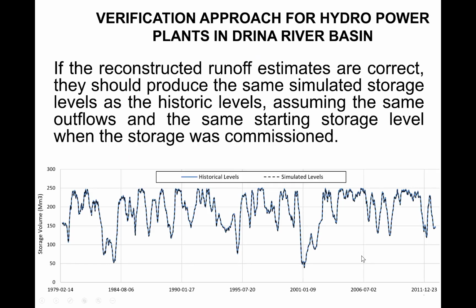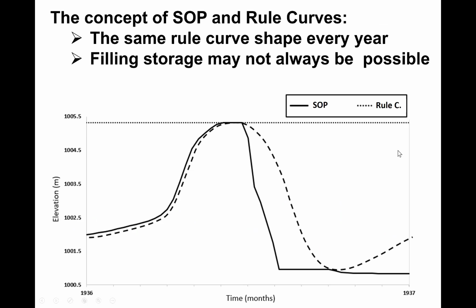Once we do this, there is a way to check whether our calculations are correct or not. I'm showing you here an example of how it was done in the recent study conducted on the Drina River Basin for one of the storages there. If we run a simulation where we enforce the historical outflows and also the historical water levels, then if our inflows are calculated correctly, we should be getting complete compliance between the historical levels and simulated levels from the very beginning when the dam was commissioned. Once we have this, we can start using this data.